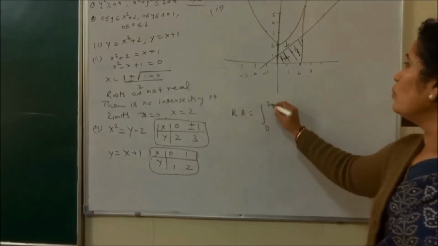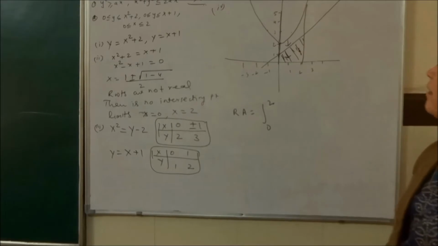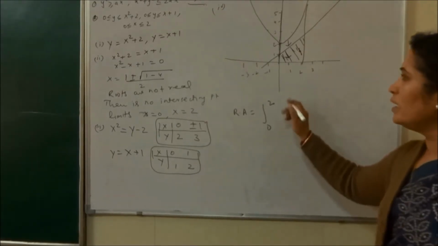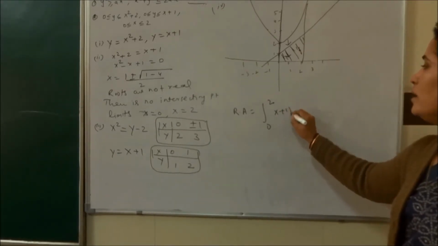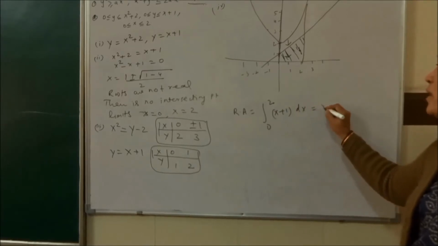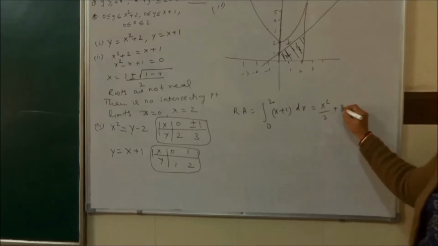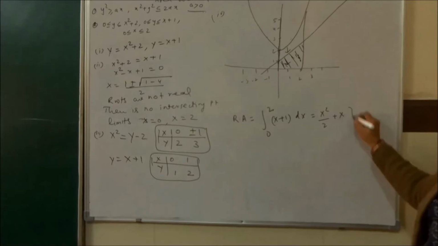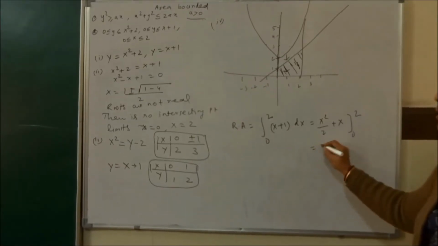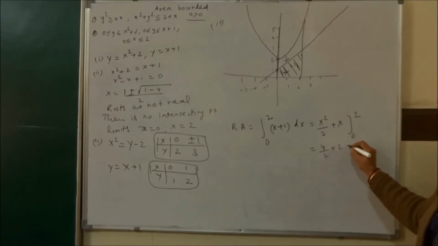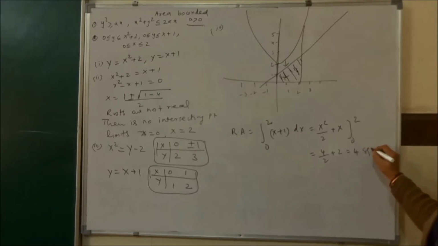Integral 0 to 2, only here the line is involved, only the line. So that is x plus 1 into dx. So that is equal to x square by 2 plus x, and the limit is 0 to 2. So that is equal to 4 by 2 plus 2. So that is equal to 2 plus 2, that is 4 square units.